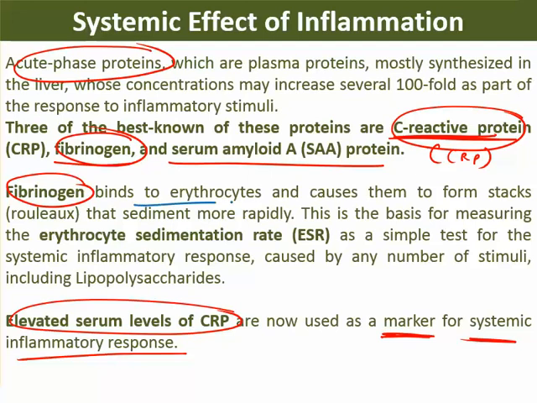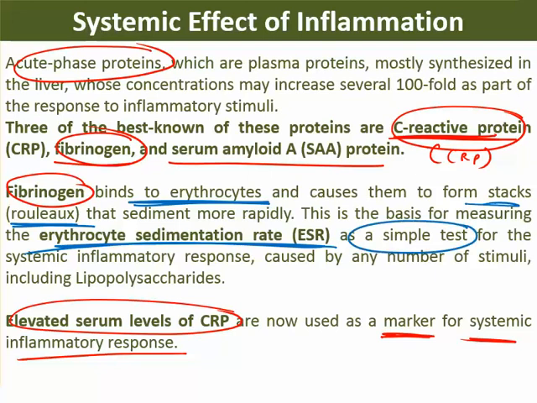So fibrinogen binds to the erythrocyte, means RBC, and they form stacks. Stacks means like a coin, one above the other. It is called rouleaux formation. This test is called erythrocyte sedimentation rate. It is a simple test to know the inflammatory response. And these are the three tests. One, the patient has fever, and we do erythrocyte sedimentation rate and CRP.